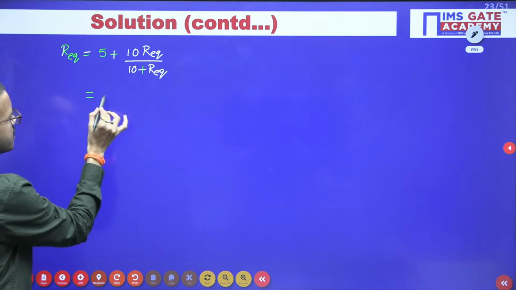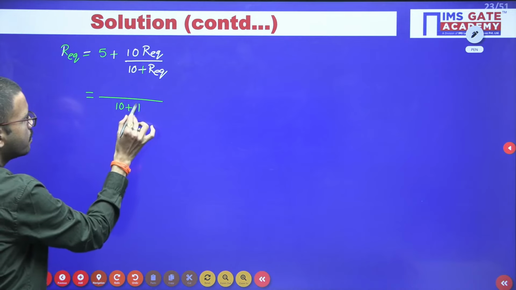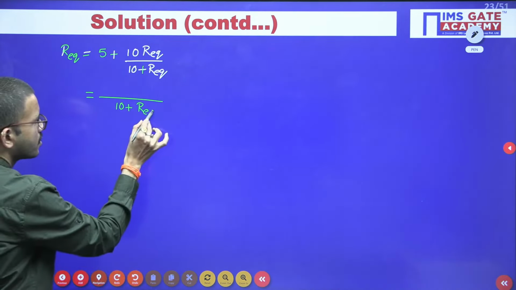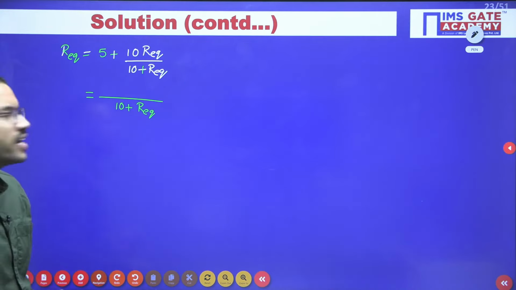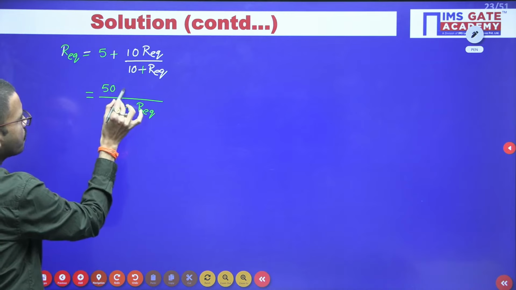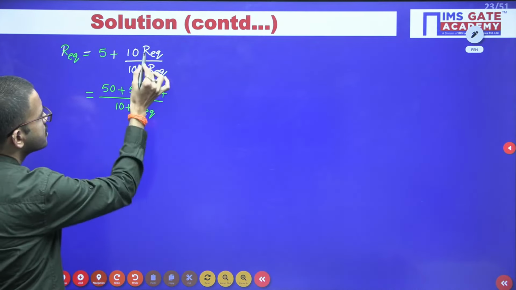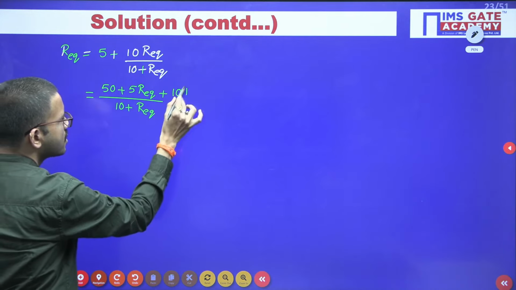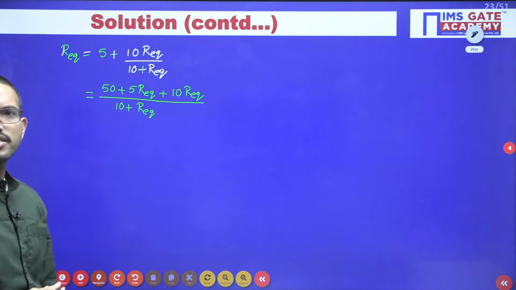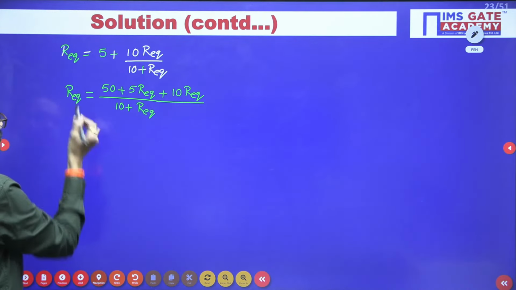Now you can do the LCM here on the right hand side. In the denominator you will get 10 plus R equivalent, right? So here you can multiply 5 into 10, that is 50, plus 5 into R equivalent, plus here you are having 10 times R equivalent, right? Left hand side you are having R equivalent, you can keep as it is.